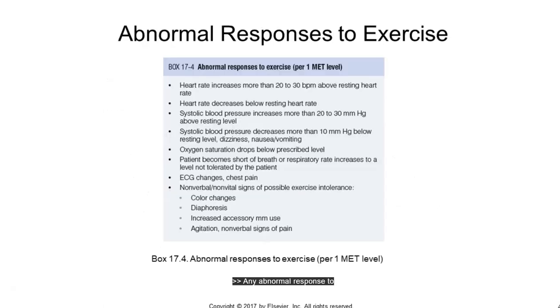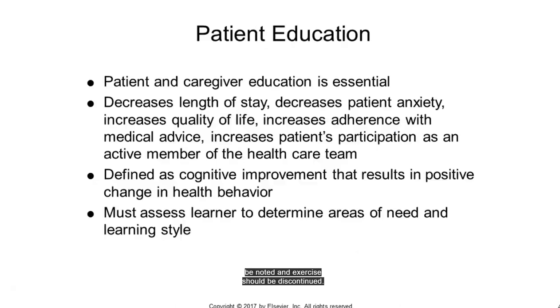Any abnormal response to exercise, such as heart rate more than 20 to 30 beats per minute above resting heart rate, or increased blood pressure 20 to 30 millimeters of mercury above resting, decreased oxygen saturation below 88 to 90%, ECG changes, chest pain, or other signs of exercise intolerance should be noted and exercise should be discontinued.